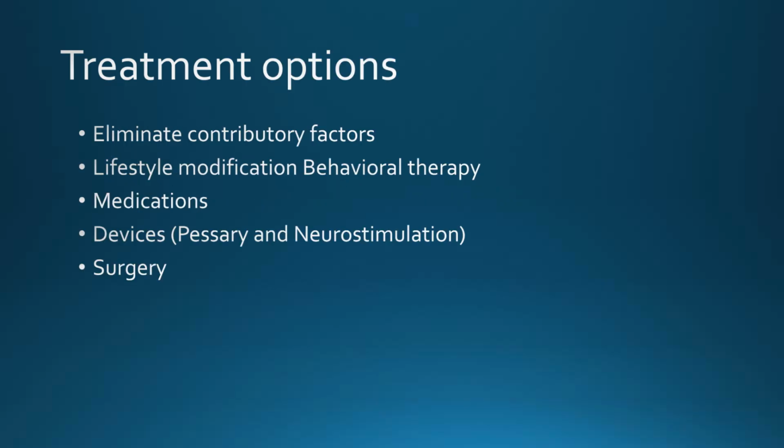Some of the treatment options that we look at are to eliminate contributing factors, such as, first, not being able to get to the bathroom on time. Maybe they need to have a bedside commode or urine bottle. There are some lifestyle modifications we can talk about that include behavioral therapy. We'll talk a little bit about medications. There are some devices that are available that include things like pessaries for cystoceles, and we'll talk about neural stimulation and surgery.